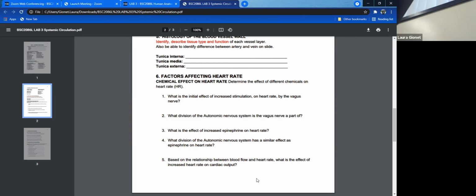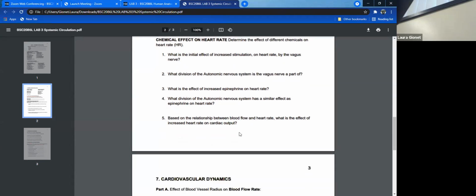And based on the relationship between blood flow and heart rate, what is the effect of increased heart rate on cardiac output? So that would be to increase, because we said cardiac output is a function of stroke volume times the number of beats per minute that your heart is beating. And so if we increase heart rate, we're pumping more blood through the heart. So it increases cardiac output.